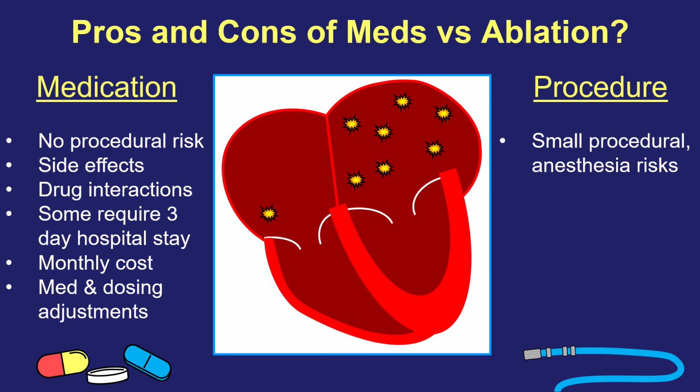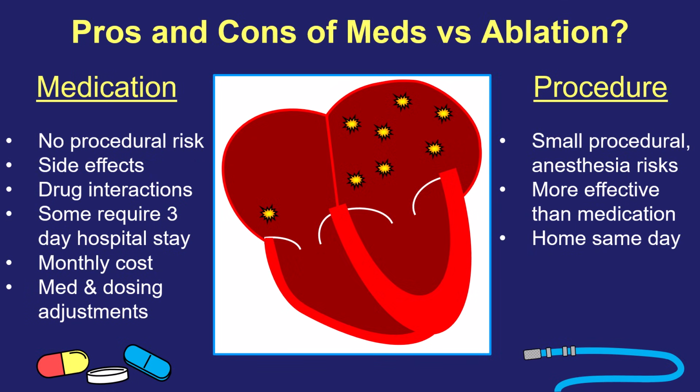With regard to a procedure, there are indeed very small procedure and anesthesia related risks that we have to think about when we're recommending a procedure. All of the studies that compare procedure approach, ablation, to medications show that the procedure is more effective at suppressing and eliminating A.Fib compared to medication. So that's a big advantage to an ablation procedure approach.